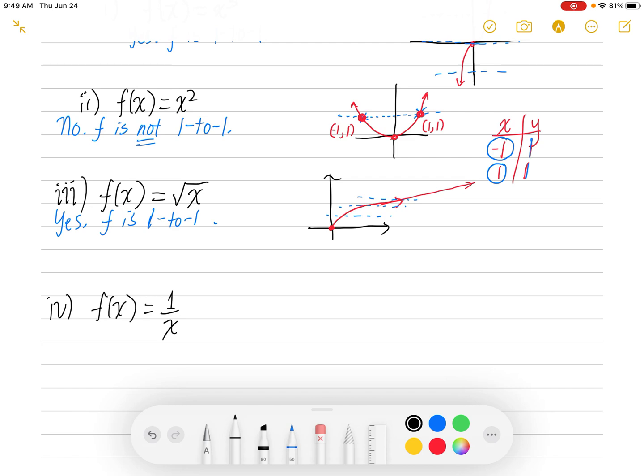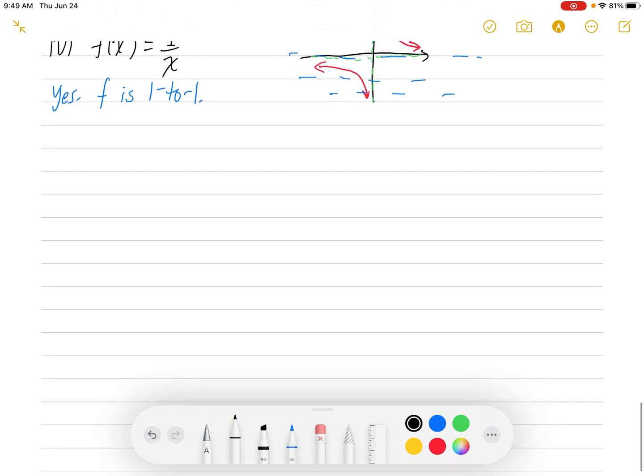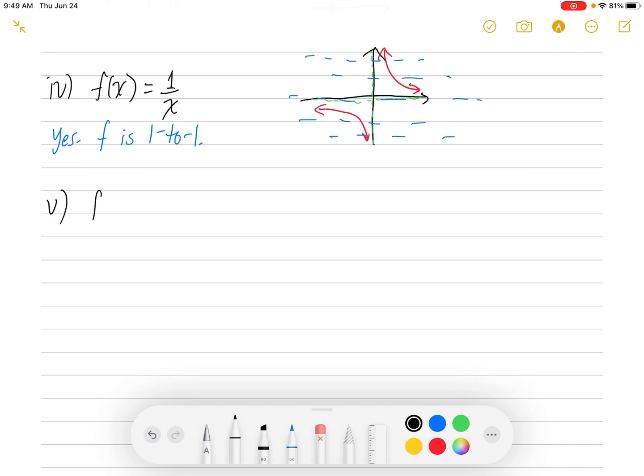Let's look at another famous function. How about the reciprocal function? The famous reciprocal function, f of x equals 1 over x. Remember, that's a strange looking one. It has a vertical asymptote and a horizontal asymptote. It has a piece up here in the upper right corner and a piece down in the lower left corner, and there's no horizontal line that hits more than one time. It's at most once. So yes, the reciprocal function is one-to-one.